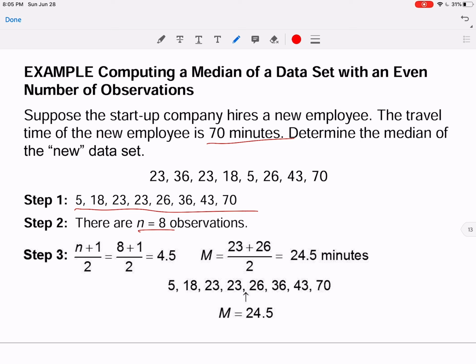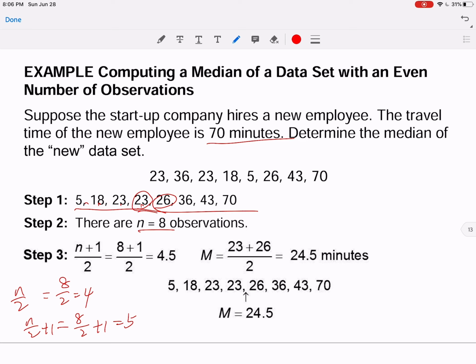One is n over 2, which is 8 over 2, which is 4, and n over 2 plus 1, which is 8 over 2 plus 1, which is 5. So that means the middle 2 numbers are the fourth one and the fifth one. So 1, 2, 3, 4, this is 4 and 5. So the median would be equal to the average of those 2 numbers, which is 24.5.